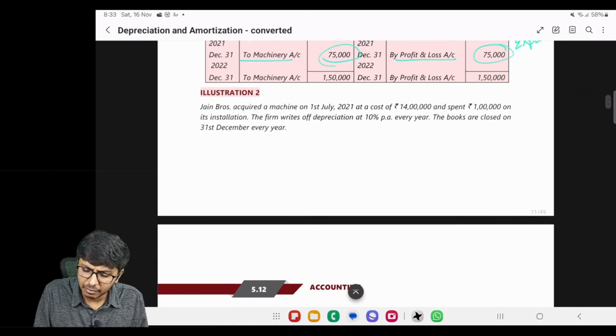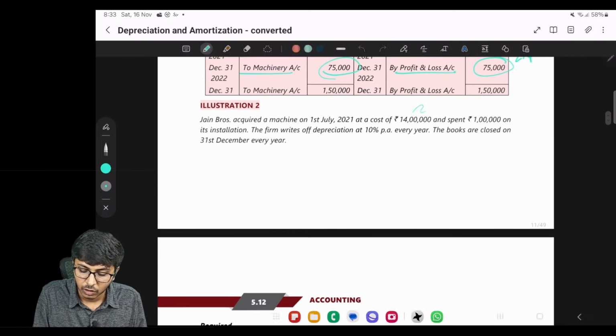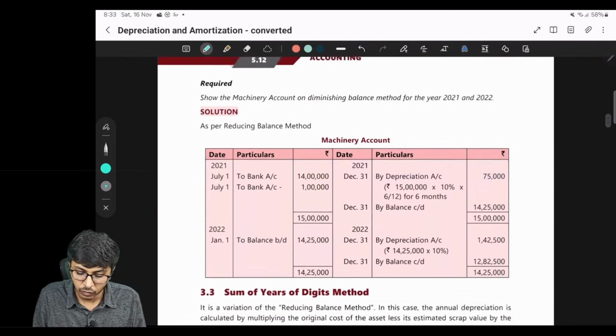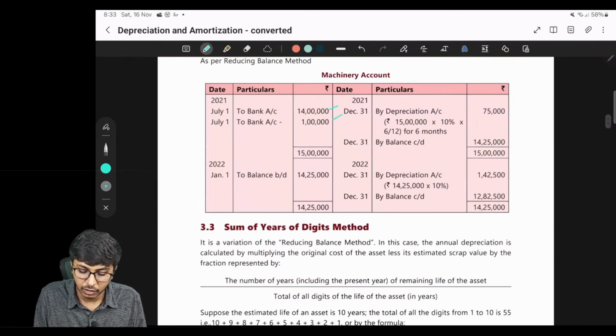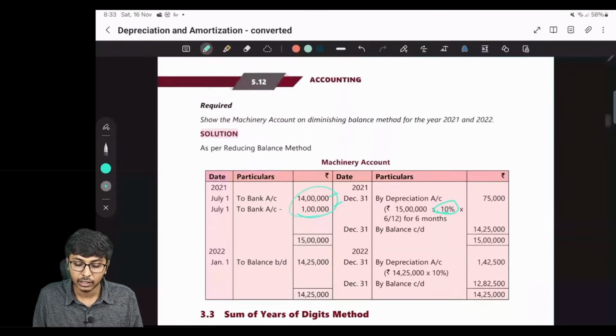So Jain Brothers, same example, 15 lakhs only. 15 lakhs only is the cost of the asset, because 14 lakhs plus 1 lakh. So if you see, the cost of the asset is 15 lakhs. Now depreciation, for the first year, will be 10%, the fixed rate that they have told.